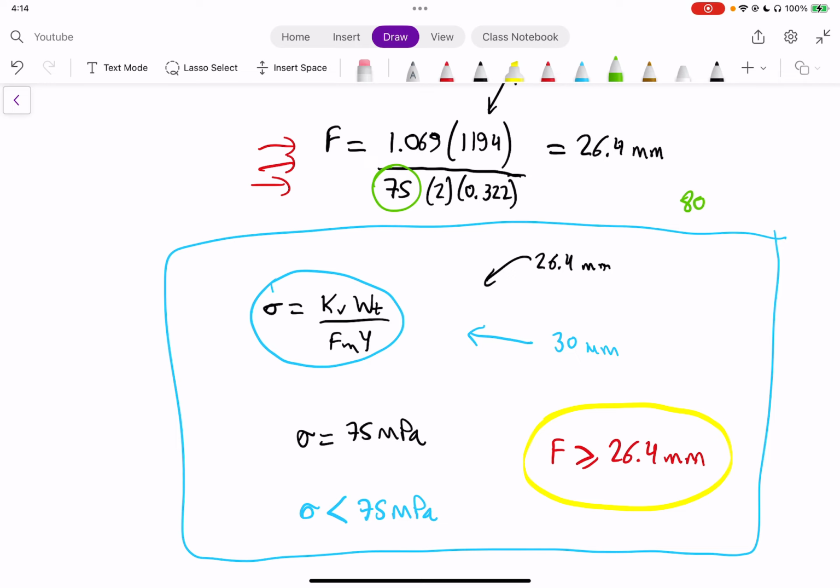Okay, so this concludes the bending examples. In the next video, we're going to be looking at surface durability and doing some examples on how we can figure out surface durability of our gear teeth in a way that is more simplistic than once we get into the AGMA method, which we'll get into after that. So we'll see you in the next video.